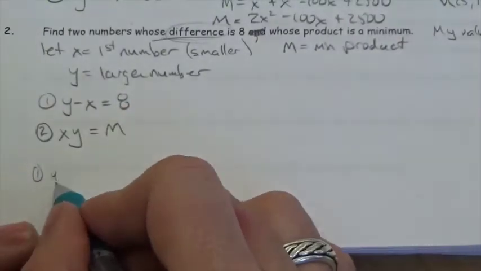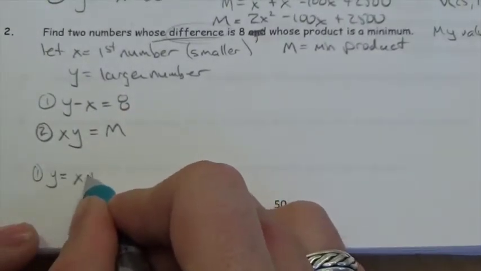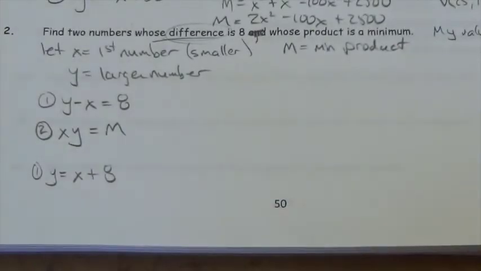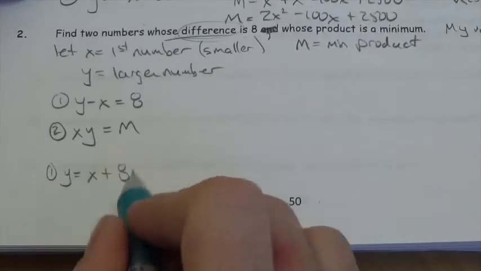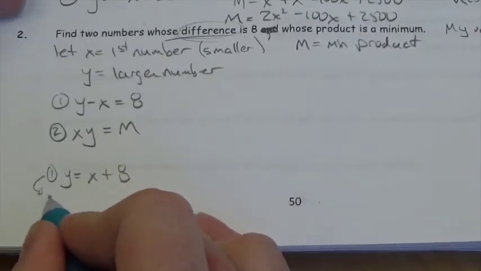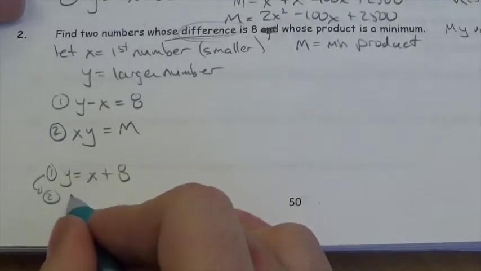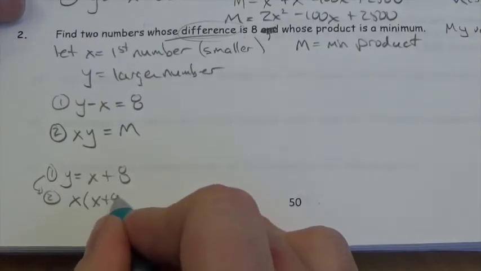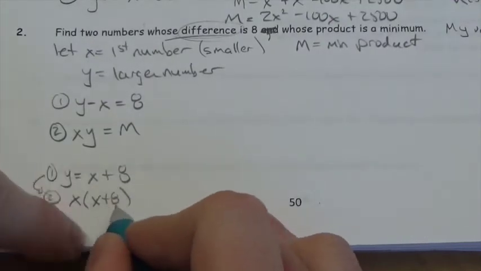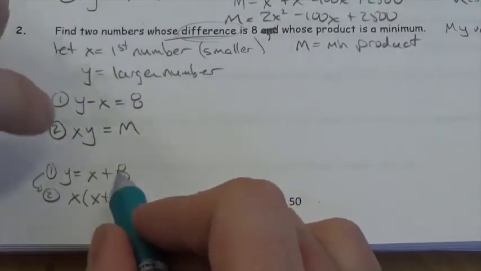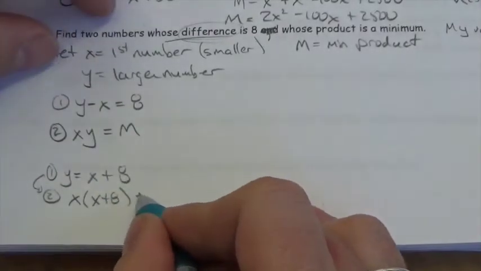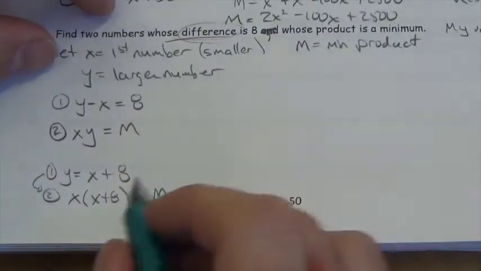So I'll take that first equation, solve for y, and get y is equal to x plus 8. Now, I will take that and plug that into the second equation. So x multiplied by (x plus 8) in parentheses, because the whole thing is representative of y. If x is multiplied by y, it's multiplied by everything that y is equal to. And this is going to be some sort of a minimum.